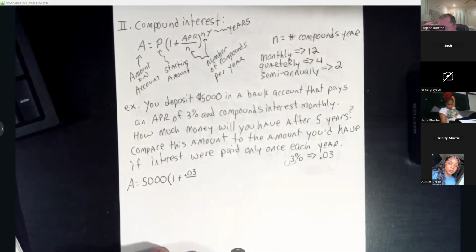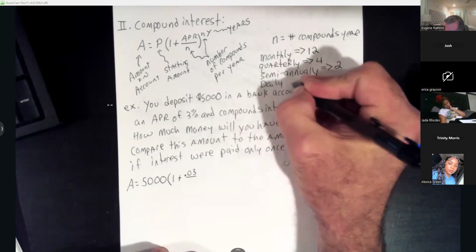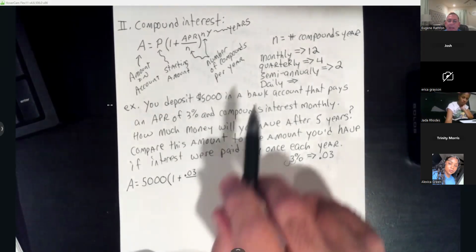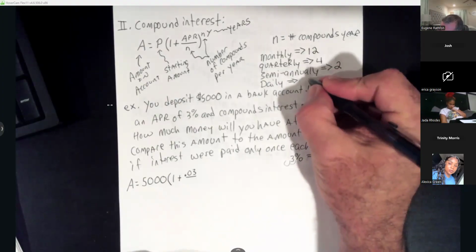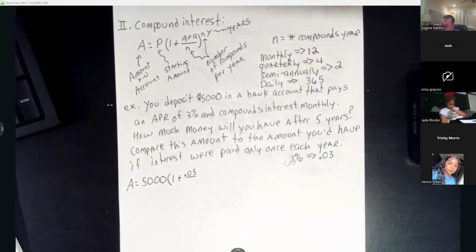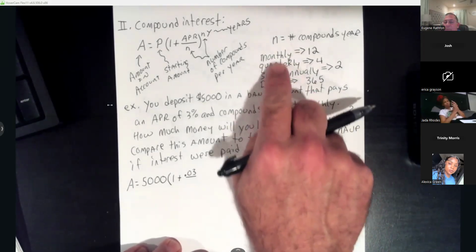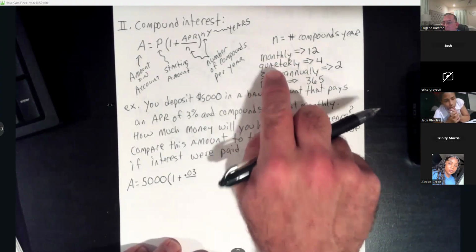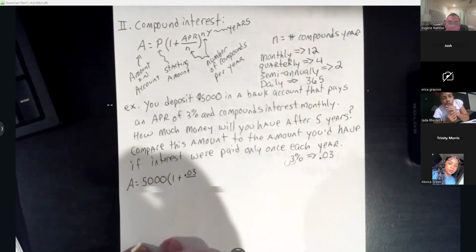All right, y'all, let's see what else they might do. Daily. So how many times are you going to get compounded in a year? Good job. That'd be 365. So y'all, these are some of the types of compounds y'all are going to get, okay? Monthly, quarterly, semi-annually, daily. Yearly would be one.